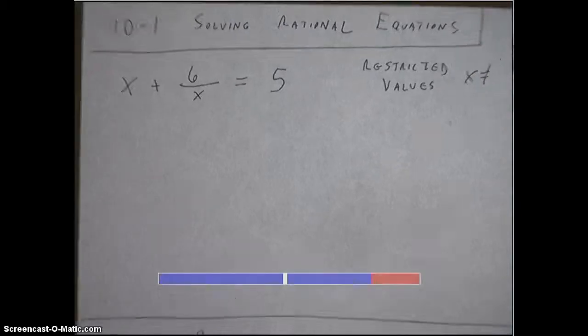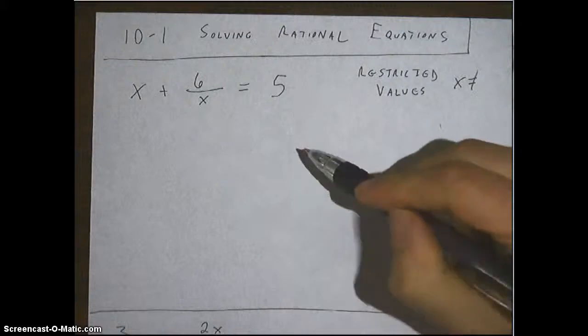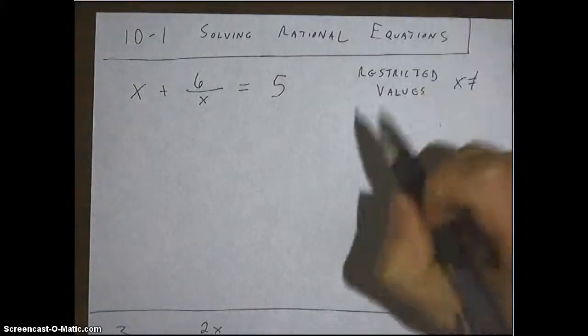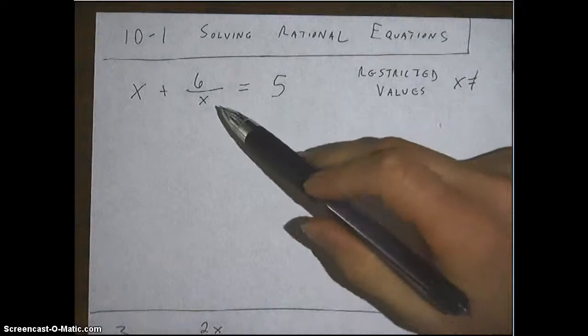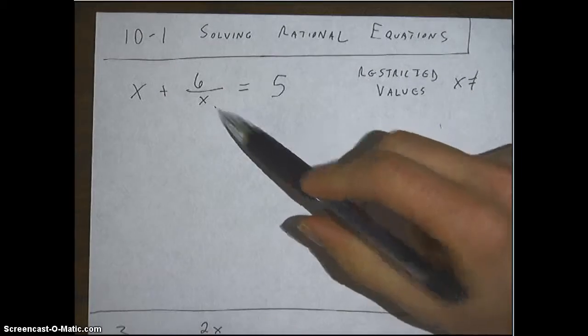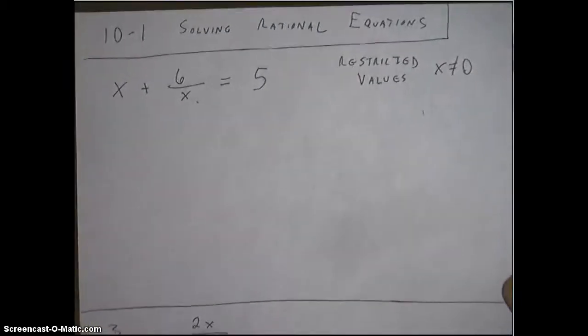Now, in this case, you're going to want to look at the denominators of all the fractions and what makes them 0, because you can never divide by 0. So in this case, the denominator equals 0 when x equals 0. So I know that x can never equal 0. We'll keep that in mind as we're solving these.